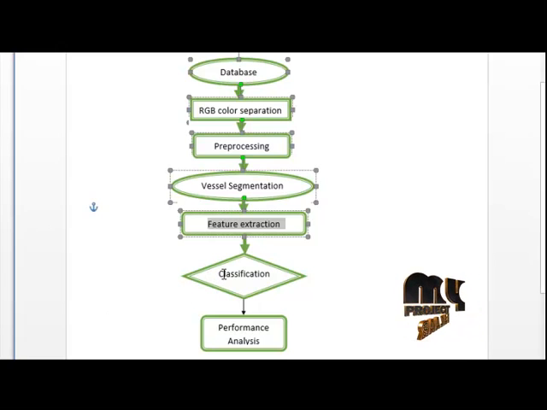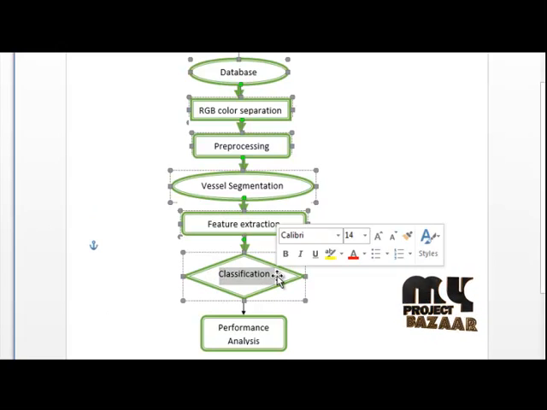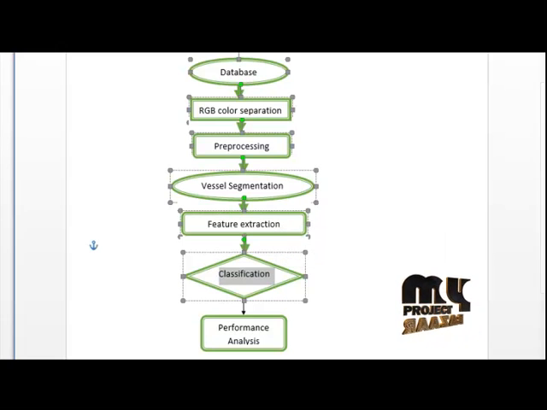Then the final step is classification. In classification, we analyze the fundus images as normal image or abnormal image. For classification, the SVM classifier is applied in our process. SVM means support vector machine. Machine learning is a field of study that gives computers the ability to learn without being explicitly programmed. And machine learning algorithms like SVM and ANN are used for such processes.